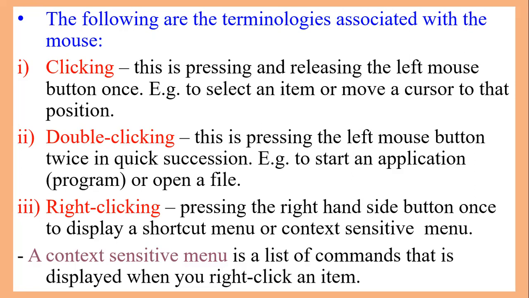Number 3, right clicking. This is pressing the right hand side button once in order to display a shortcut menu or what we call a context-sensitive menu. A context-sensitive menu is a list of commands that is normally displayed when you right-click an item.